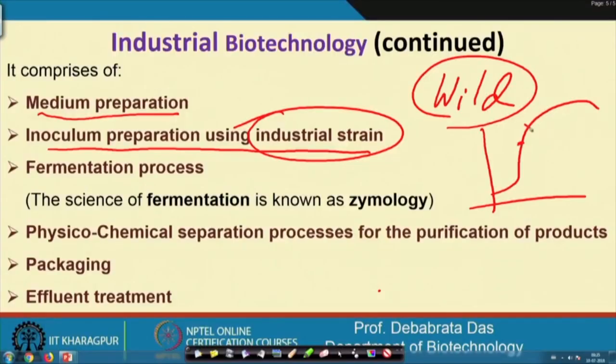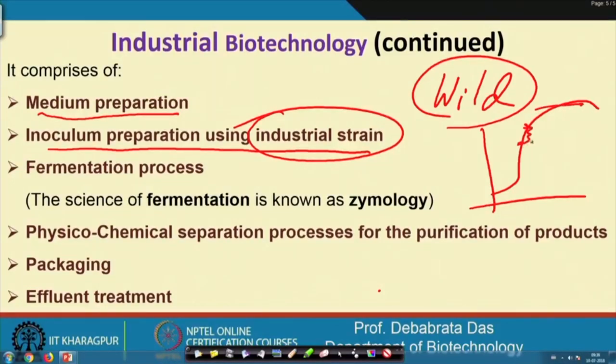So, the organisms are more or less active in the log phase. Whenever we prepare any kind of inoculum for the fermentation process, we should use the organism from the mid log phase to late log phase. I can explain it like this. Suppose this is a growth cycle. This is the mid log phase, this is the late log phase, and this is the stationary phase.